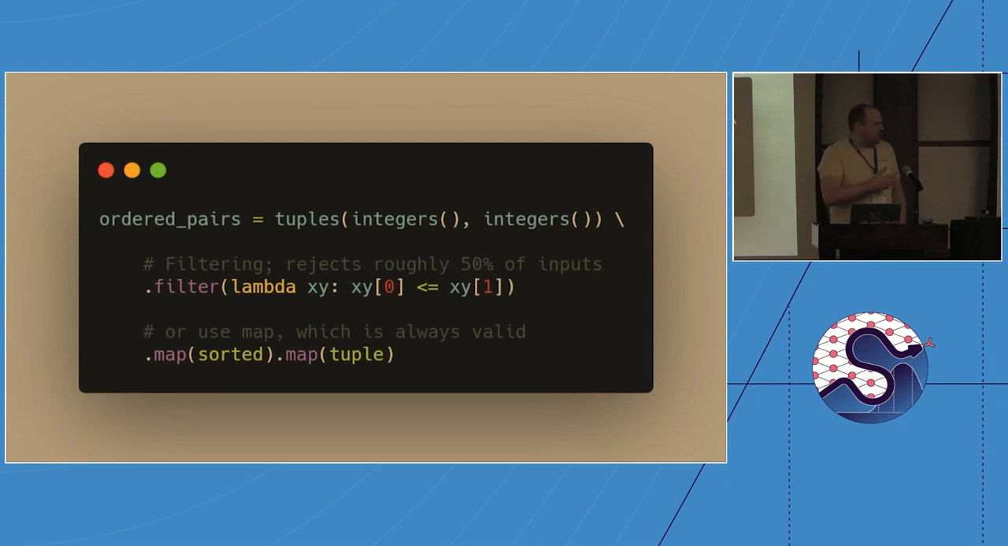And so here are two different ways to generate an ordered pair of integers using these methods. The first is that we could filter, right? We say, well, we have this pair of integers and we want to throw away all the ones where they're not in order. The more efficient technique is to sort them and then turn them back into a tuple, right? So that way, all of the examples generated by the strategy on the inside will make it all the way through to the outside for you. Making sense so far?